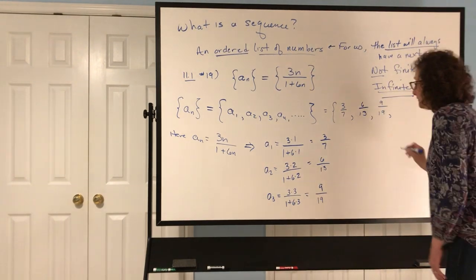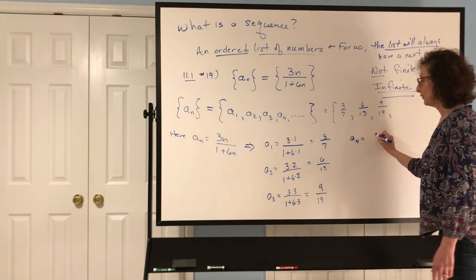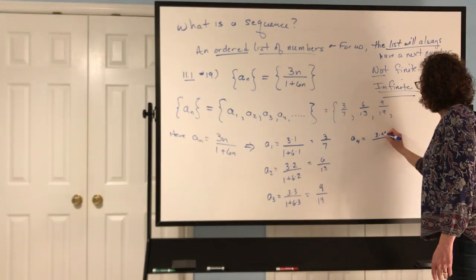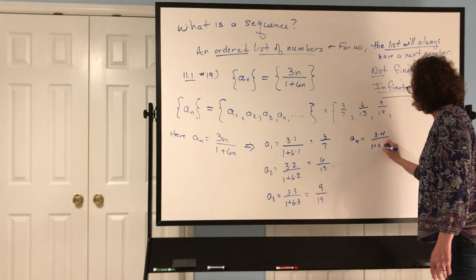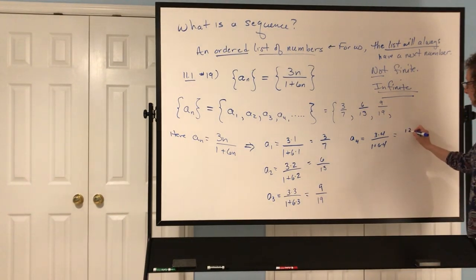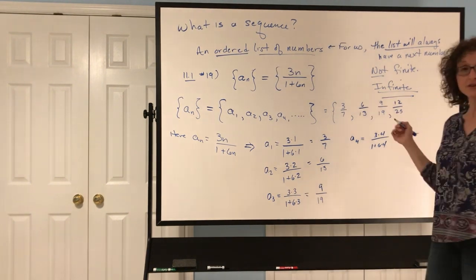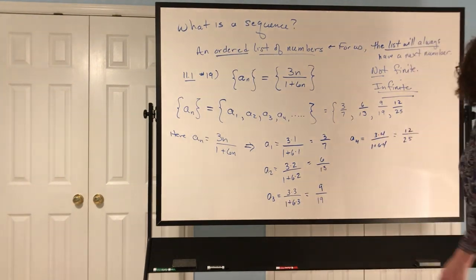Let's do one more. What's a sub 4? A sub 4 is 3 times 4 divided by 1 plus 6 times 4, right? 3 times 4 is 12. We don't need calculators, right? 1 plus 6 times 4 is 24. So this is 12 divided by 25. And we certainly don't need decimals, right? Yay. Okay.